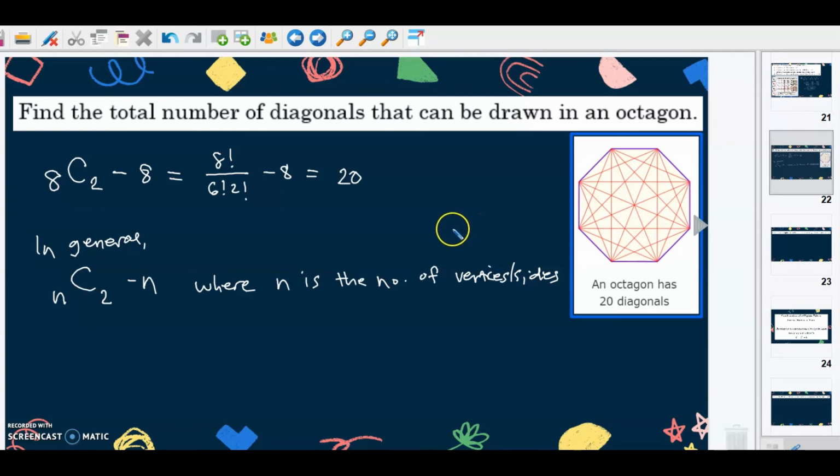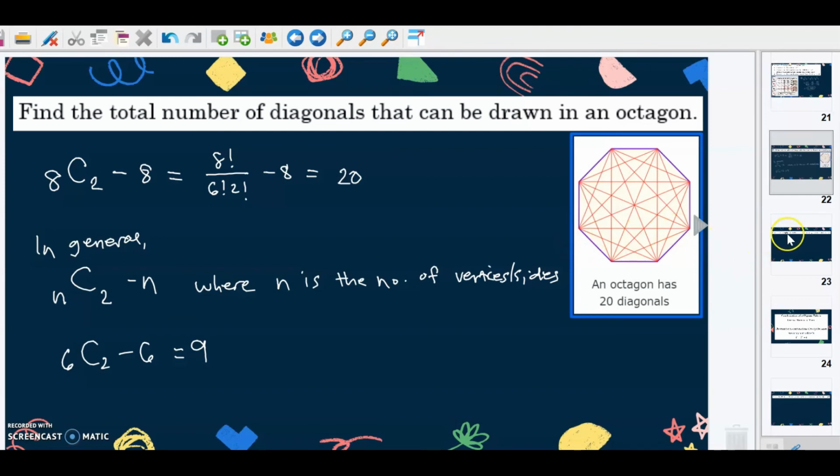Find the total number of diagonals in a hexagon. So we're just going to take n, which is equal to 6. So you'll now have 6 combination of 2 minus 6. And this will give you 9.